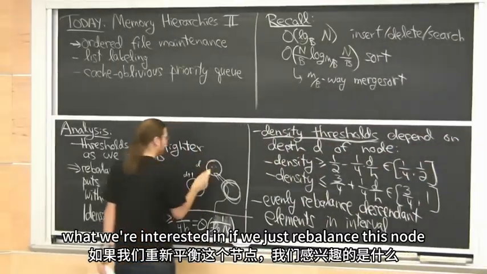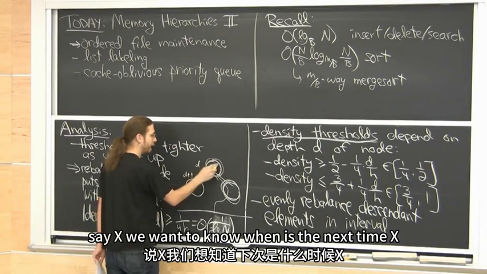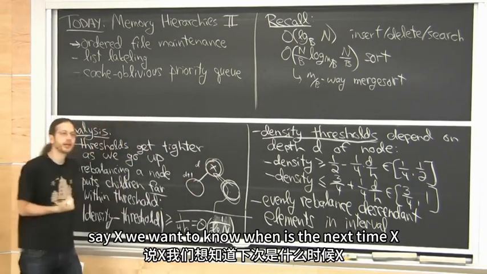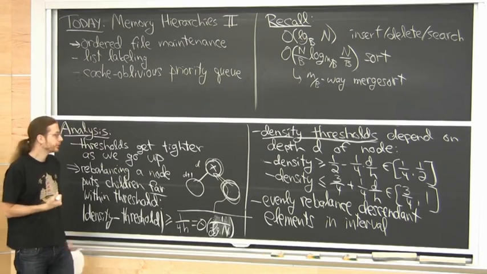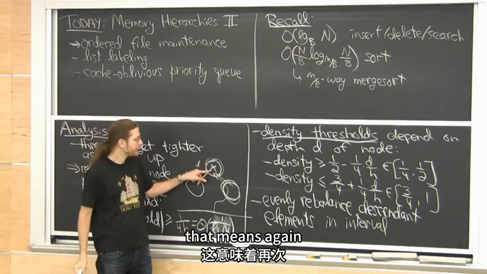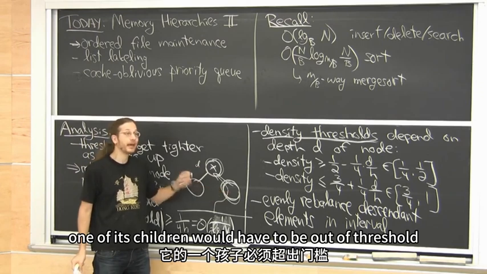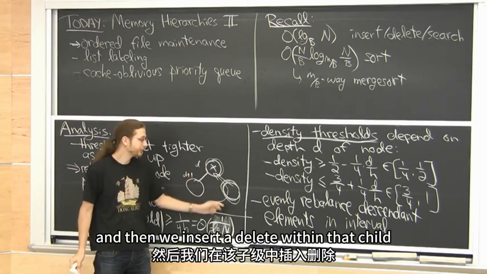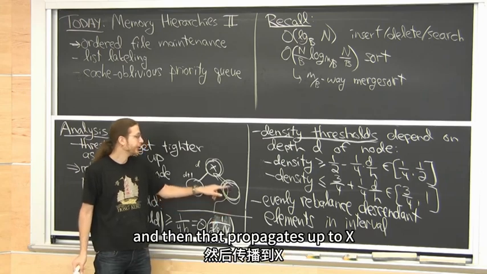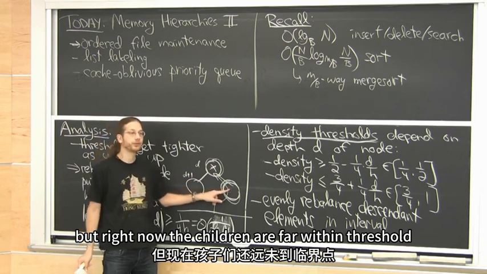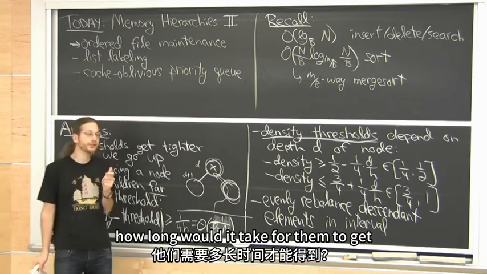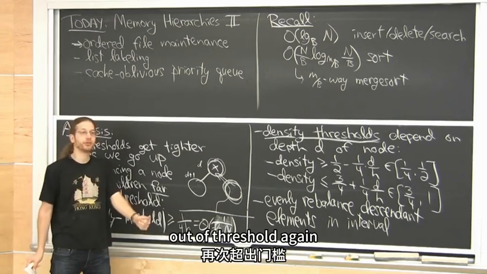What we're interested in, if we just rebalanced this node, say x, is when the next time x could be rebalanced is. For x to be rebalanced, one of its children would have to be out of threshold, and then we insert or delete within that child, and that propagates up to x. But right now, the children are far within threshold. So how long would it take for them to get out of threshold again?